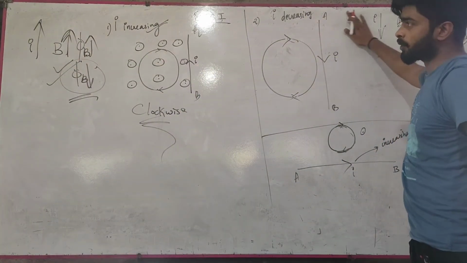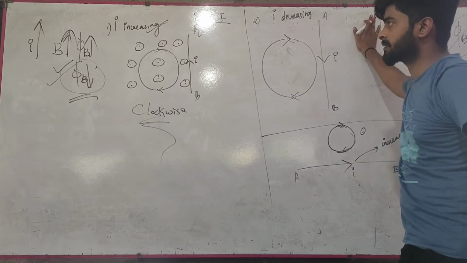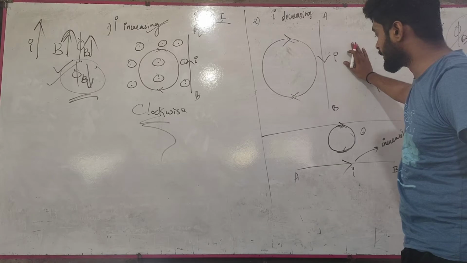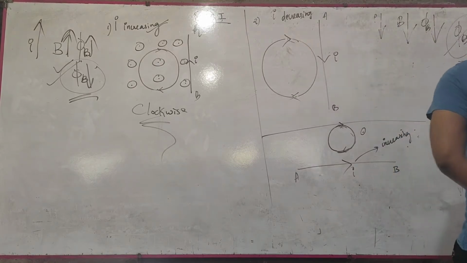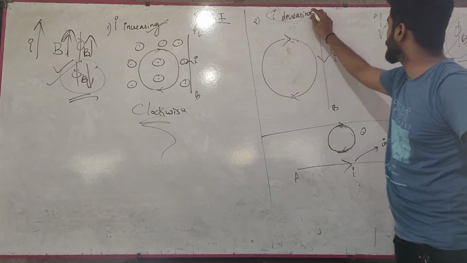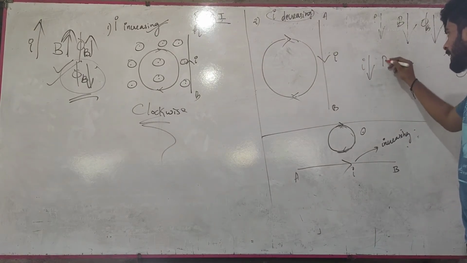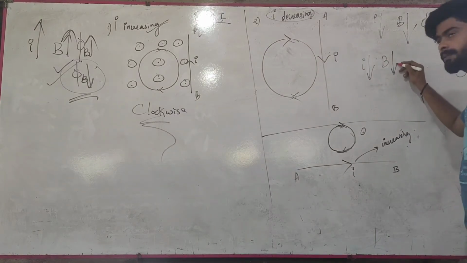Similarly, let's go to the second question. Here, the current is not increasing, rather it is decreasing. And it is going in the downward direction. AB is a wire carrying a current which is decreasing. Therefore, the magnetic field should also decrease.